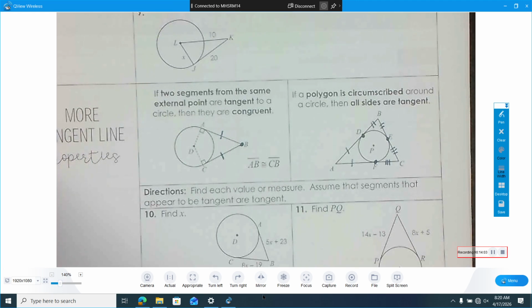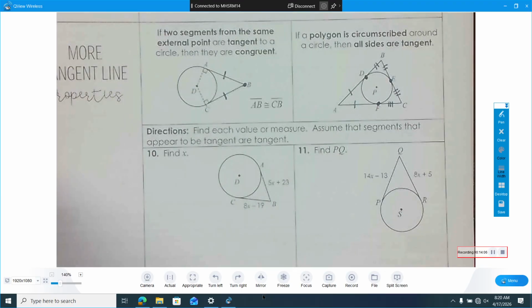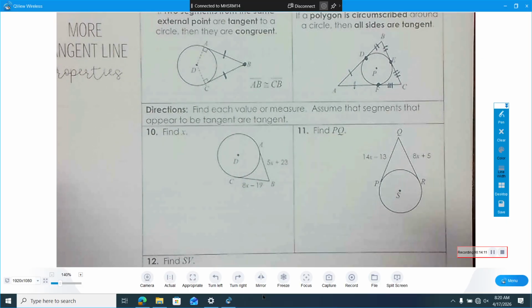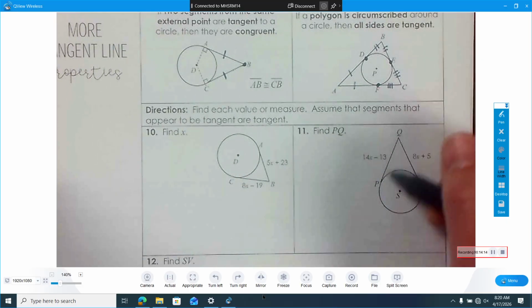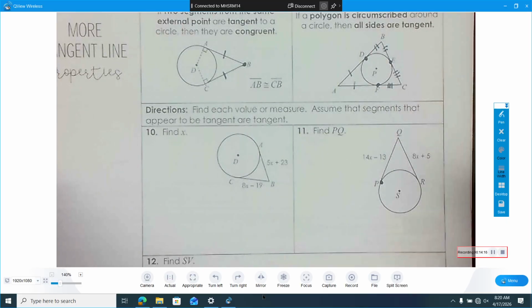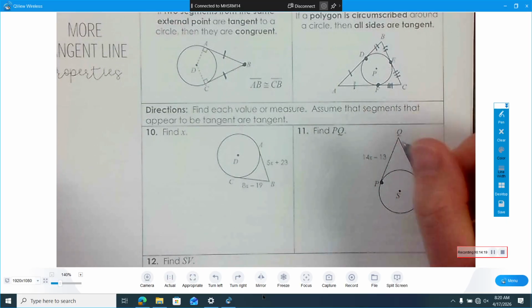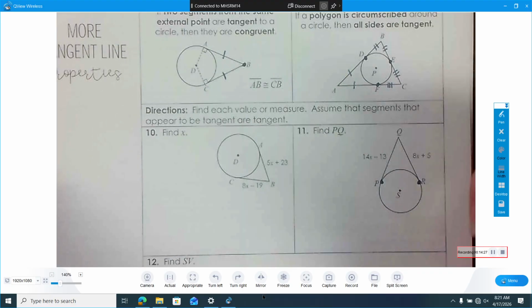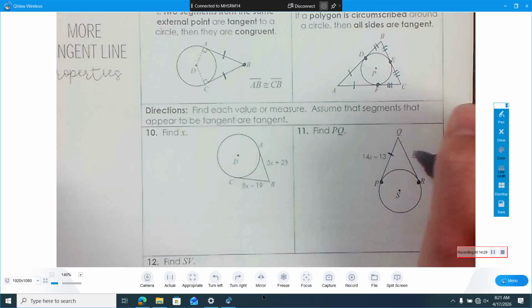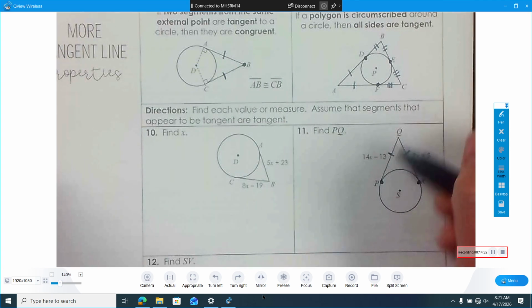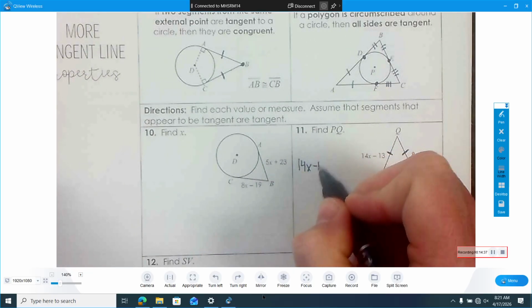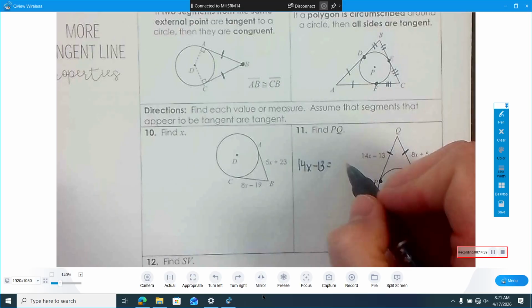Okay. So on number 11, find each value or measure. Assume that segments that appear to be tangent are tangent. So PQ is a tangent line to a circle, and QR is a tangent to a circle. What's our equation? 14x minus 13 equals 8x plus 5. Perfect. We have two congruent pieces here, so that's our equation, set equal to each other.